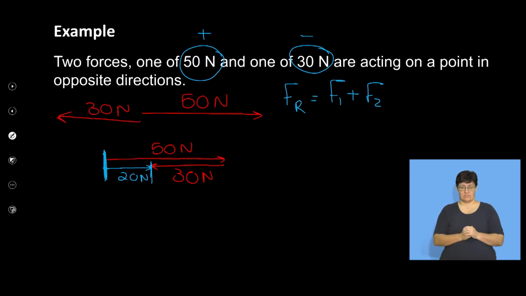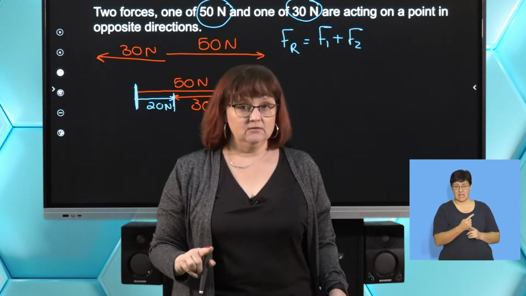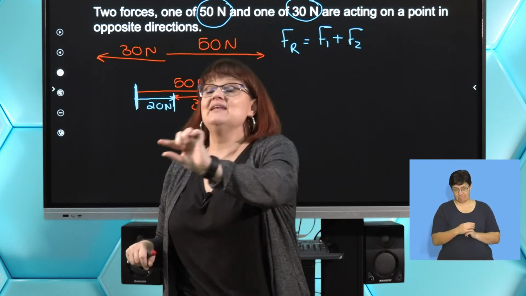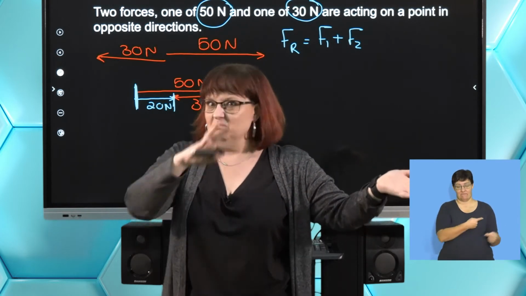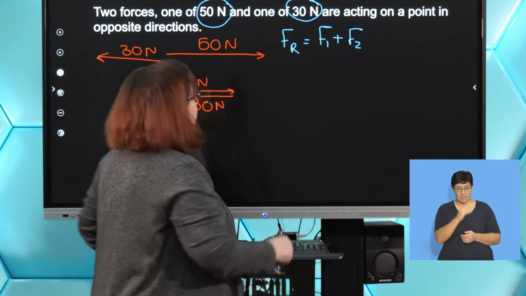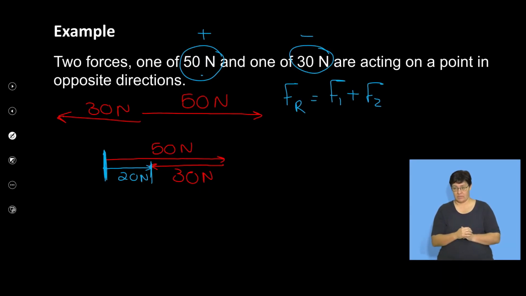I'm not saying to you it's minus 30. I'm saying to you that the negative gives me the direction it's going in. Doesn't mean it's small, okay? So if this is my first force, then this is 50 newtons. I'm going to add this one, but it's minus 30, and that gives me 20.